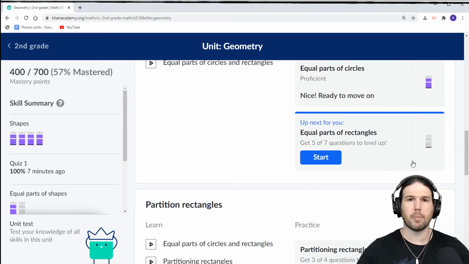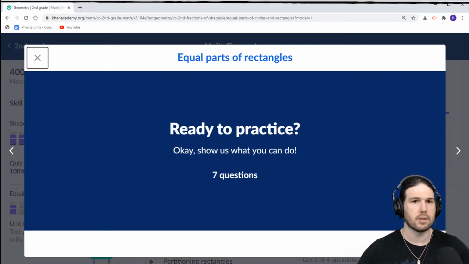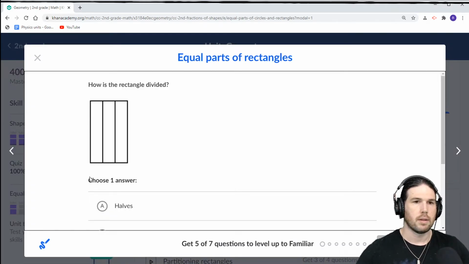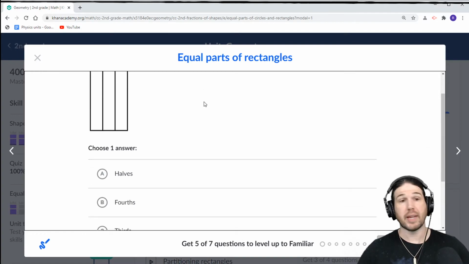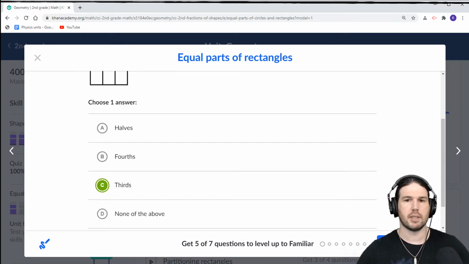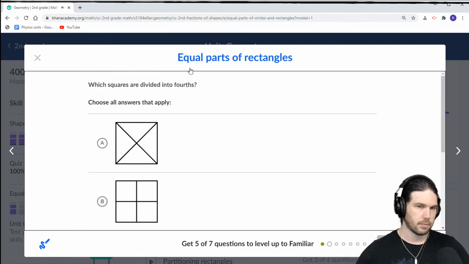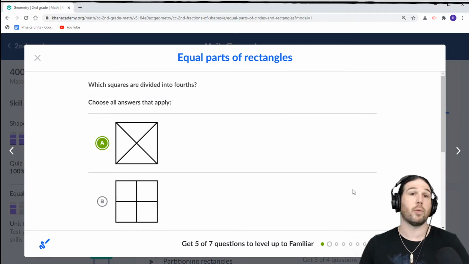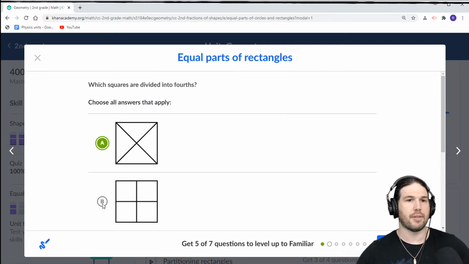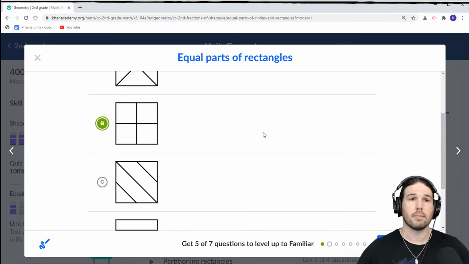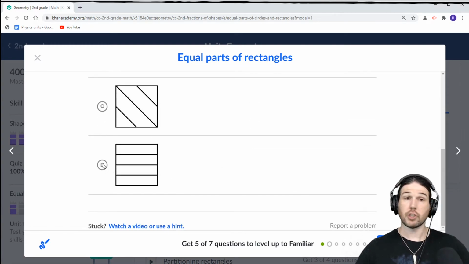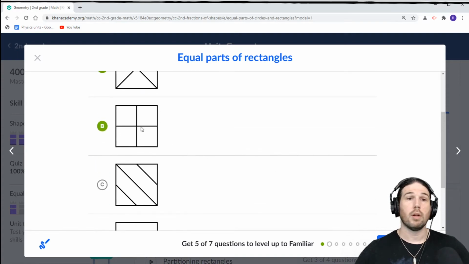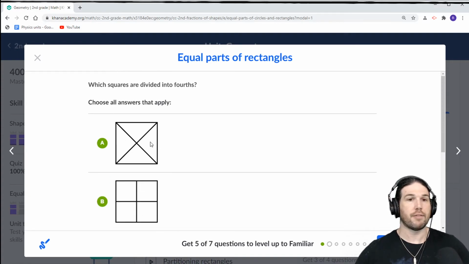Next up, we've got equal parts of rectangles. This rectangle is divided into 3 equal parts, therefore it is thirds. This square looks like it's cut in fourths. Remember, you can cut things in different ways. And in fact, this square is also cut in fourths. And so is D. All of these 4 pieces are equal.